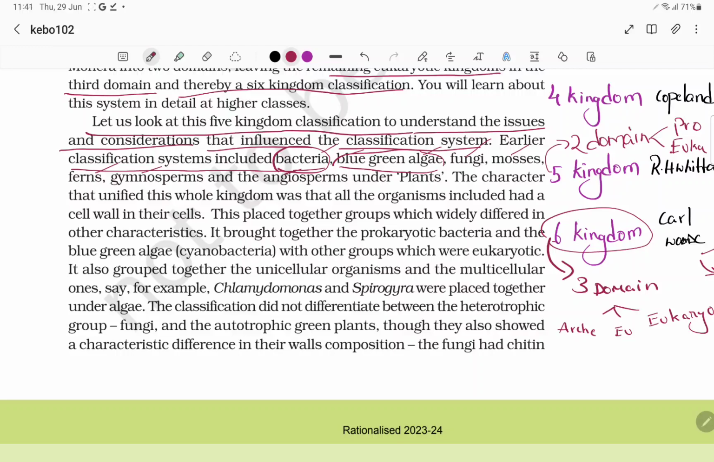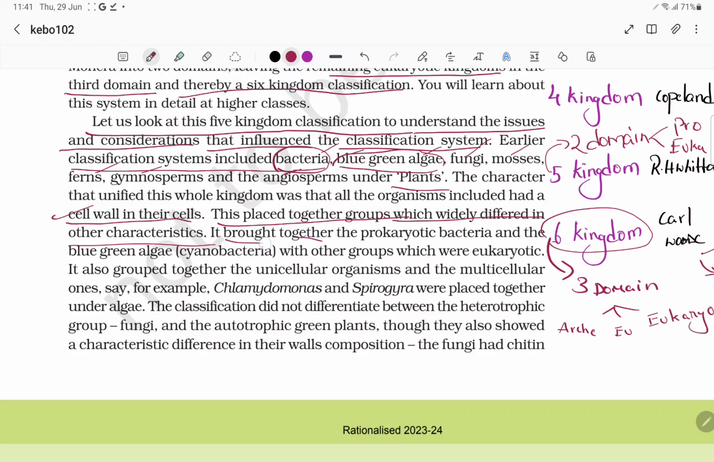Previously in the 2 kingdom classification, they had given bacteria, blue-green algae and fungi in 1 kingdom, that is kingdom Plantae. Under plants, the character that unified the whole kingdom was that all organisms have cell walls. So the main point that the 2 kingdom system of classification considered is cell walls. If they have cell walls, they will come under the kingdom Plantae. So this placed together the groups which widely differed in other characters.